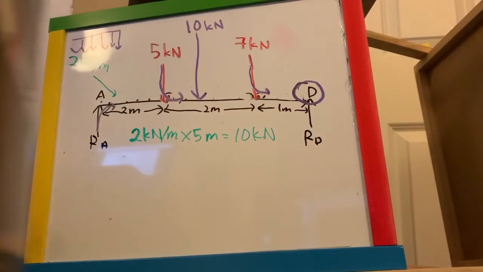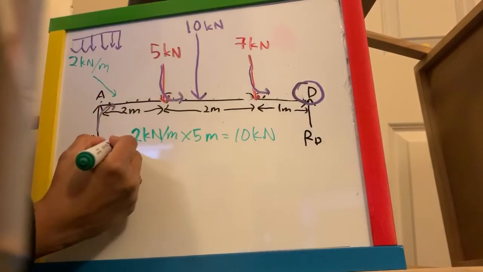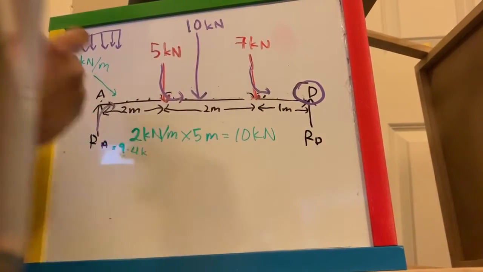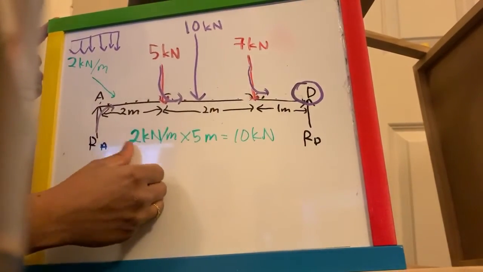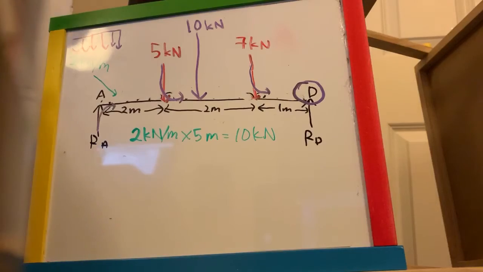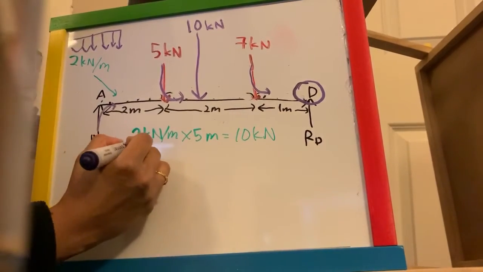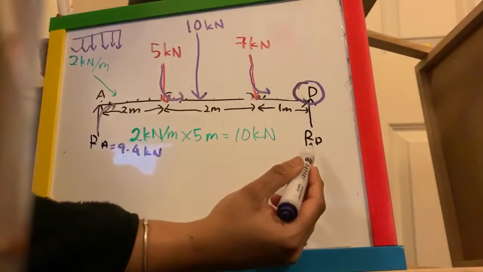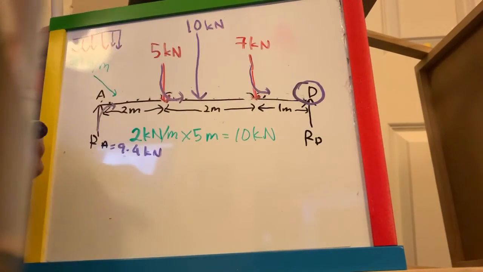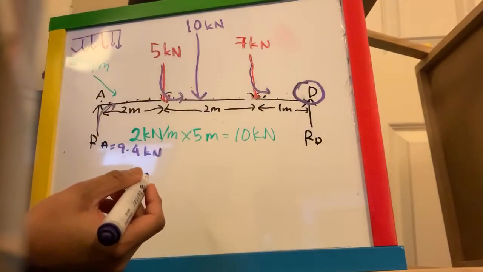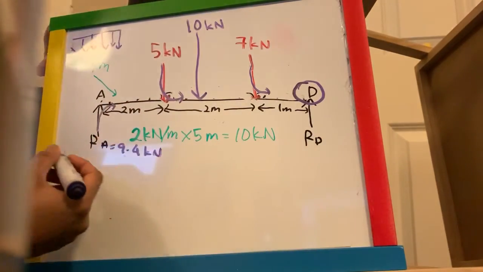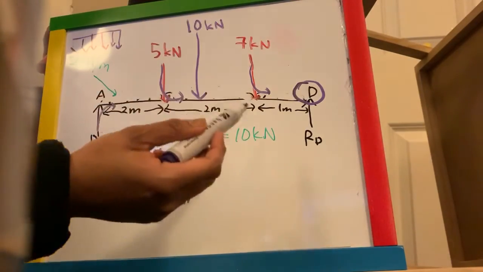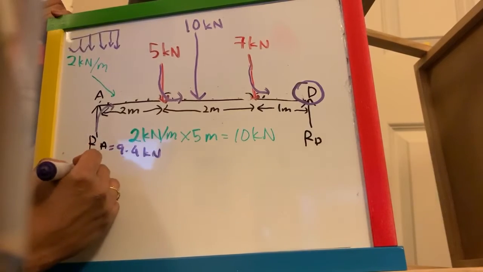Okay, so we know that this was 9.4. Let me use a different ink. RA was 9.4 kilonewton. Okay, so now let's find the value for RD. Like I said, you don't have to use moment anymore. All you need to do is find the total forces. You know that forces in this system, when it's equilibrium, should be equivalent to 0. Okay, so RA is 9.4.